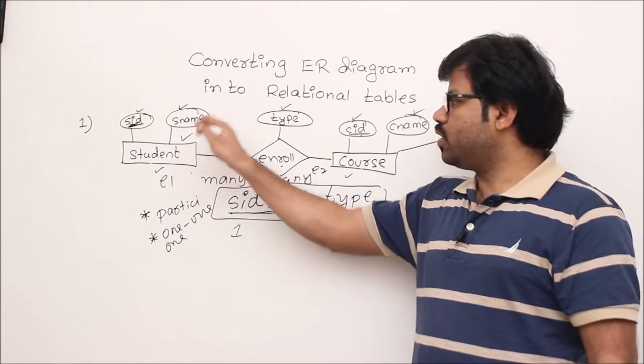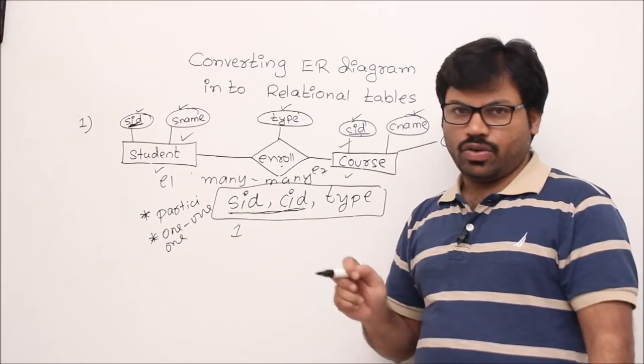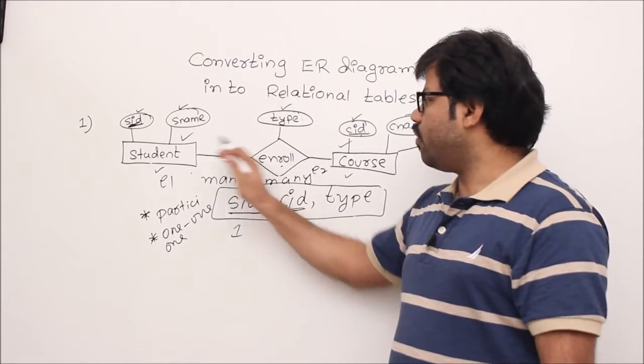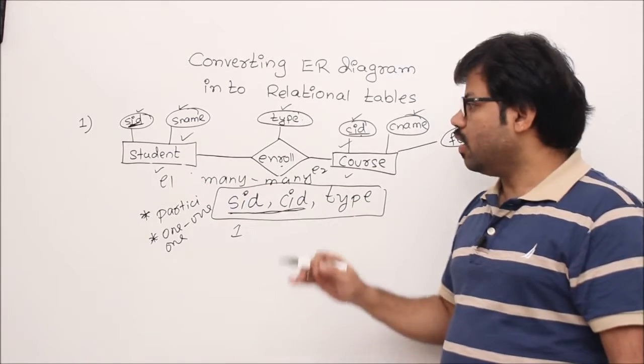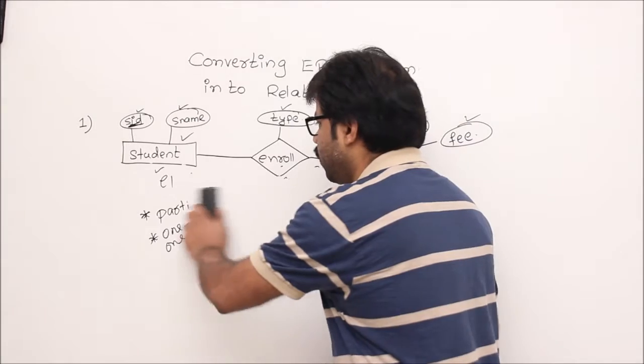One is definitely for student, one is for course, and we require another table, enroll. Okay. So why do we require another table? Why can't we write that enroll information in student? We will see what happens if you write enroll information in student. So this will happen.